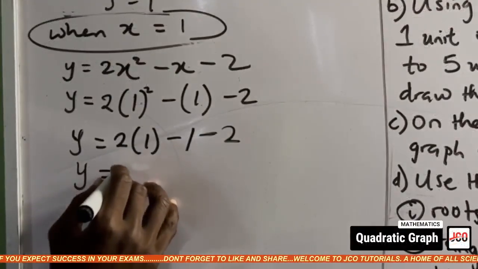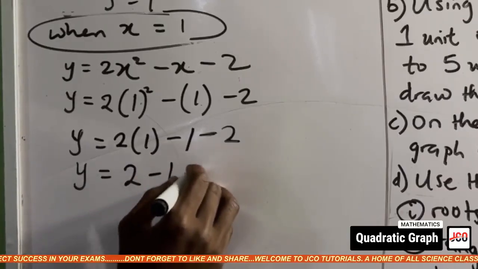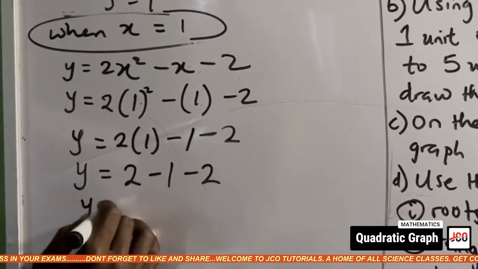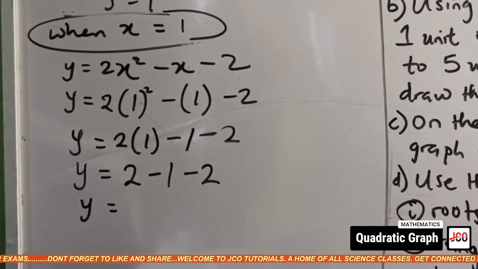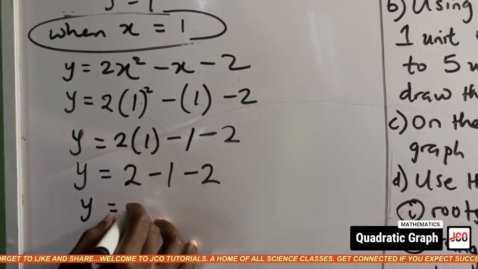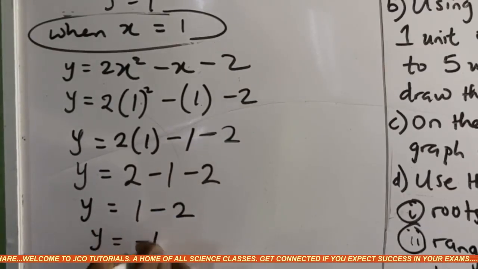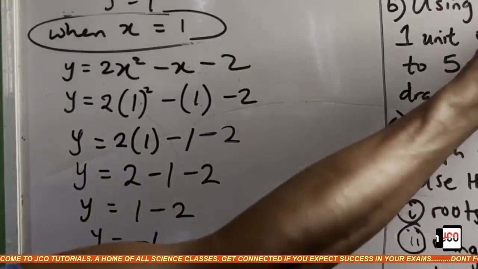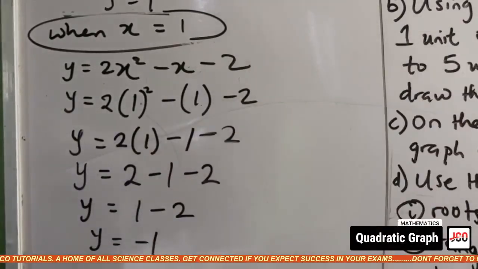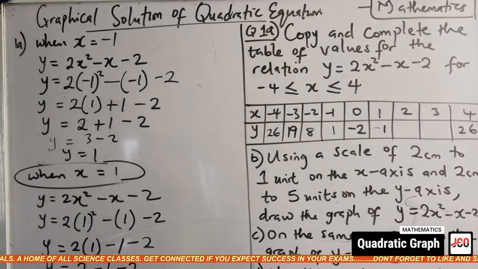Y is equal to 2 times 1, which is 2, minus 1 minus 2. Y is equal to 2 minus 1. 2 minus 1 is 1, then minus 2, which is minus 1. So this gives me minus 1. So I'm solving and I'm completing my table.